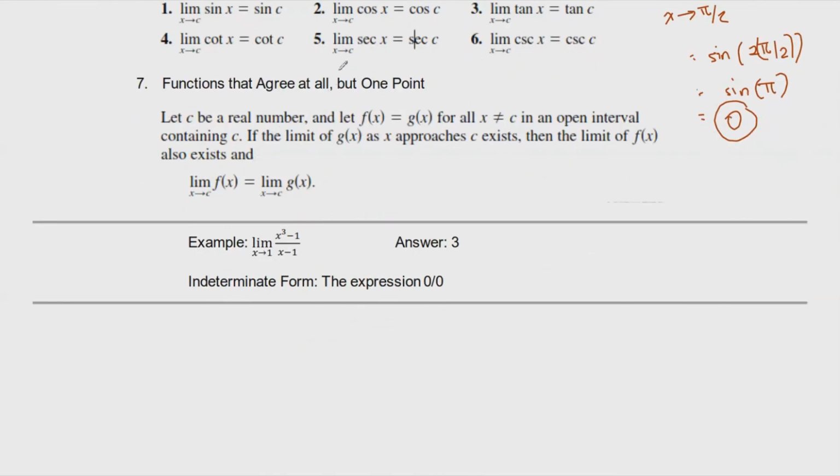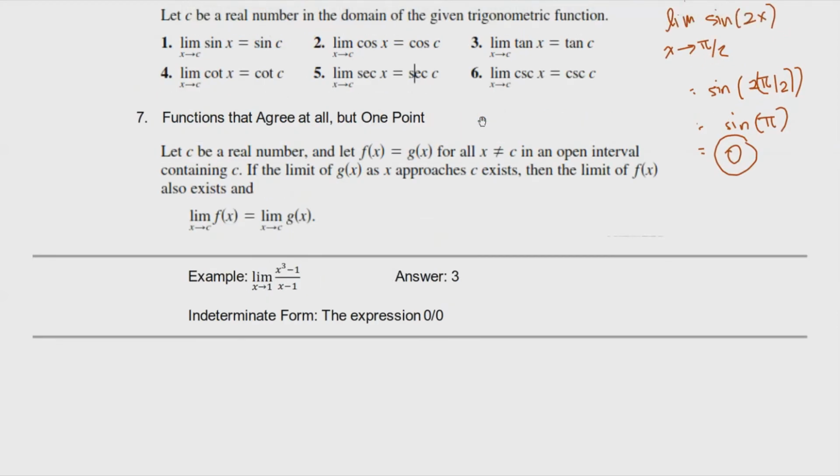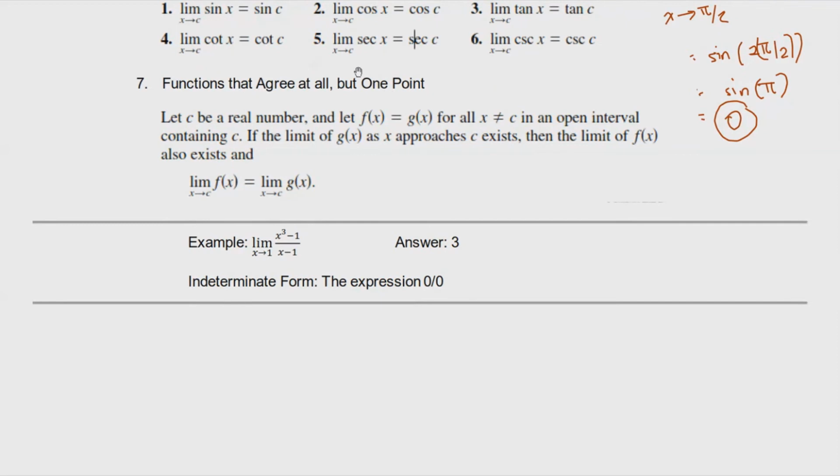Now, this comes the more complicated one, and probably it will be the one that you will encounter a lot in your learning of limits. Let me read this first. This is a function that agrees at all but one point. So in Tagalog, ito yung function na okay sa lahat maliban lang sa isa.